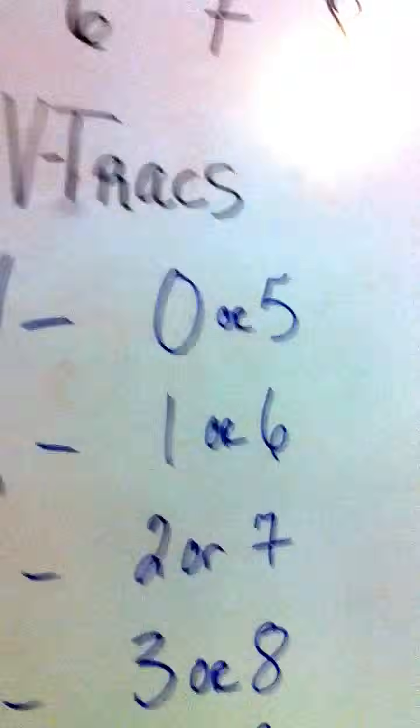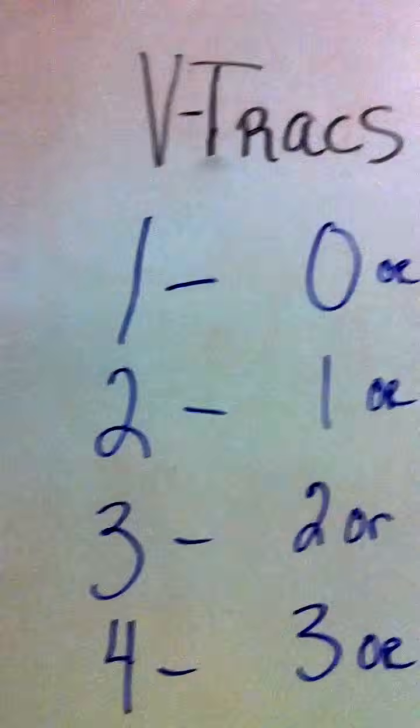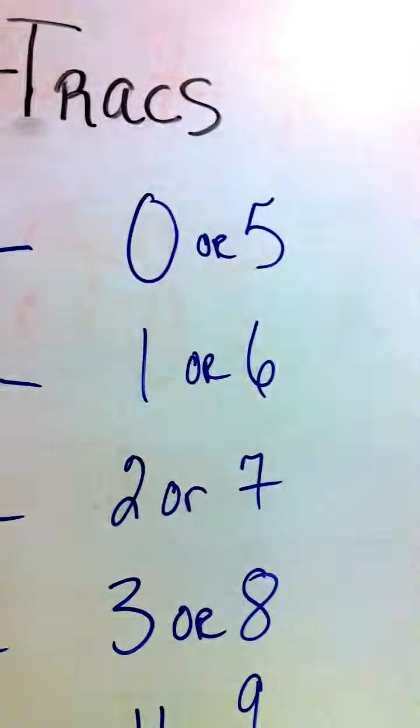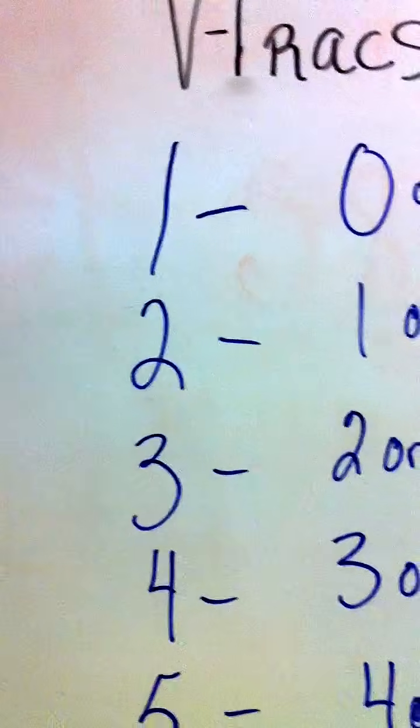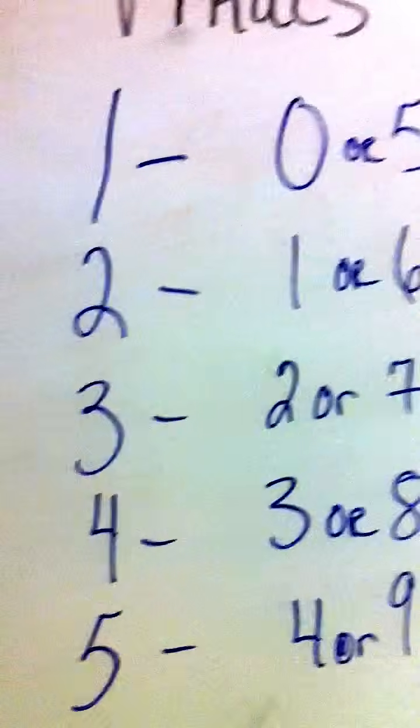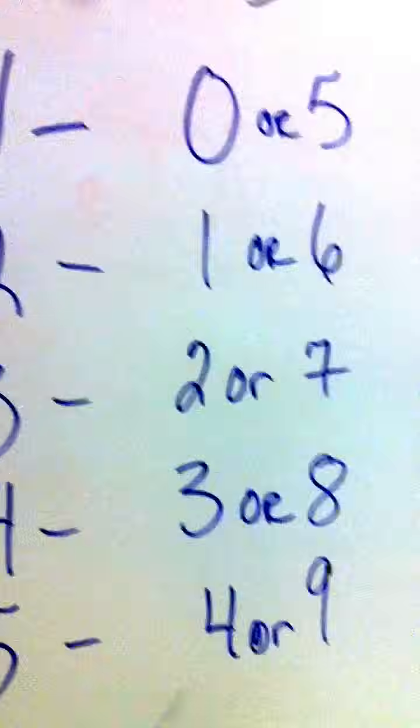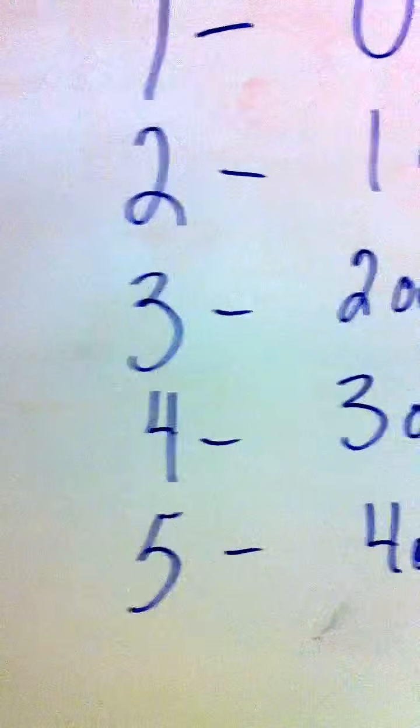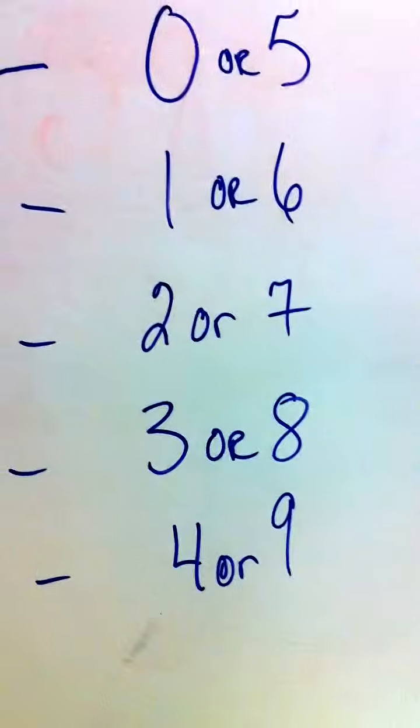These are basically the V-track numbers. You have your 1, it could bring a 0 or a 5. You have 2, which may bring a 1 or a 6. You have 3, which may bring a 2 or a 7. You have 4, which may bring 3 or 8. And 5, which may bring 4 or 9.